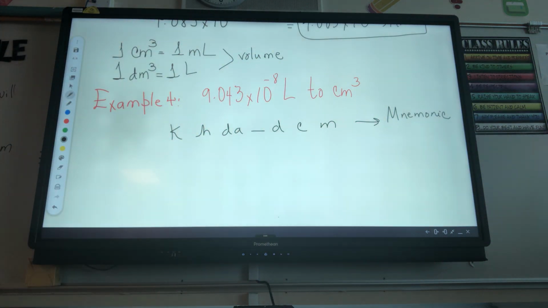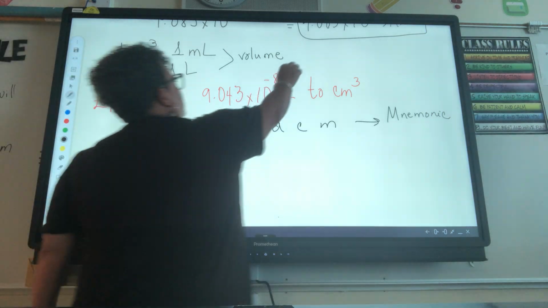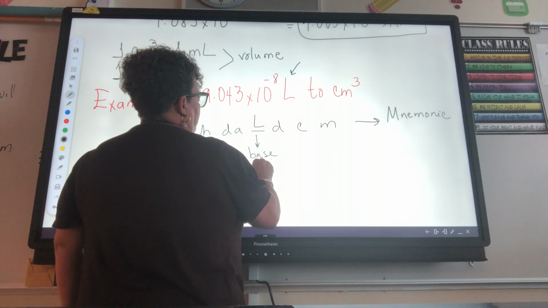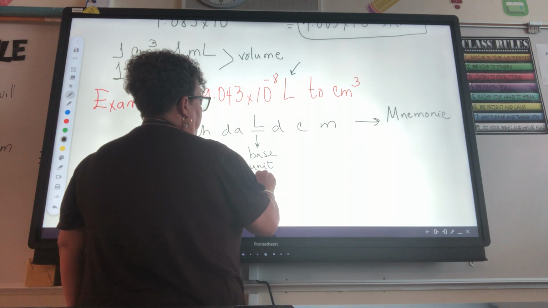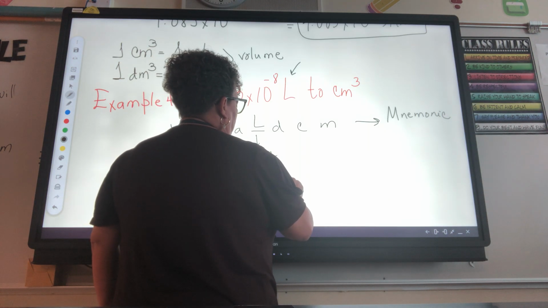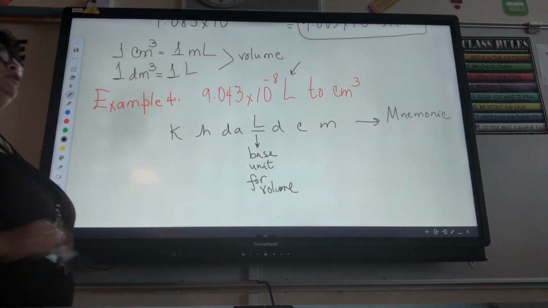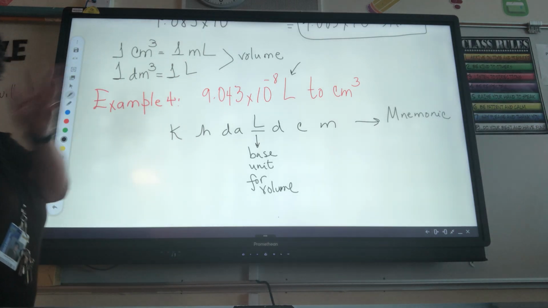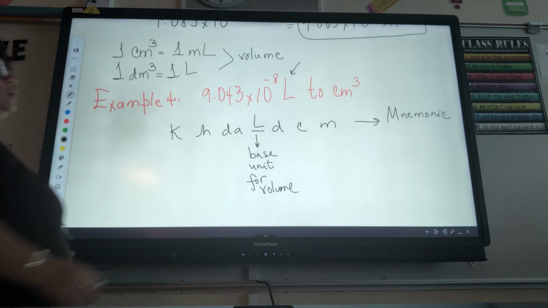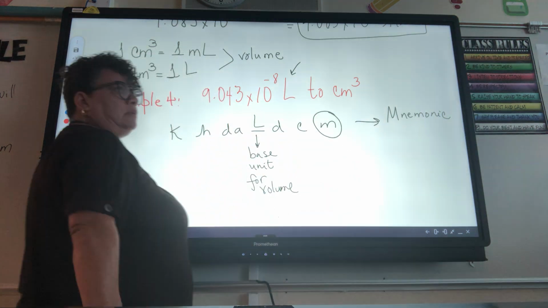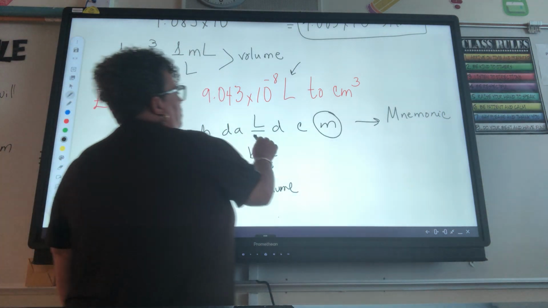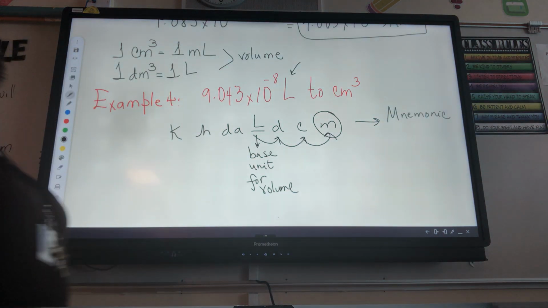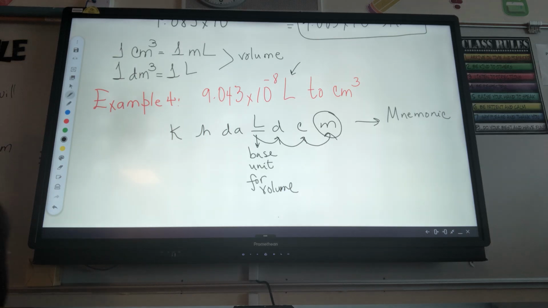Okay, mnemonic. So I'm in liter, which is the base unit for volume, yes or no? And I want to land where? Even though you don't have it in there, I want to land in milliliter, because cubic centimeter and milliliters are the same. So I want to land over here, to the right or to the left? Right. 1, 2, 3. See or no?